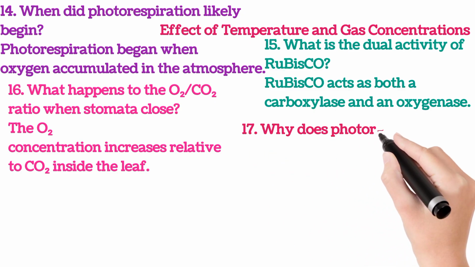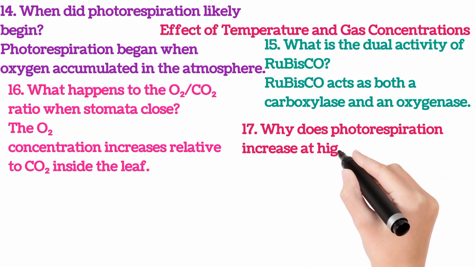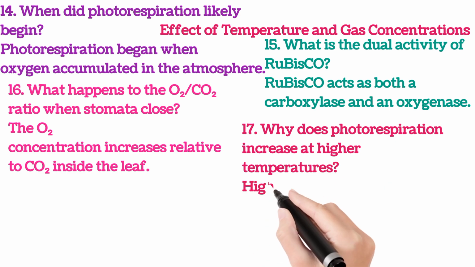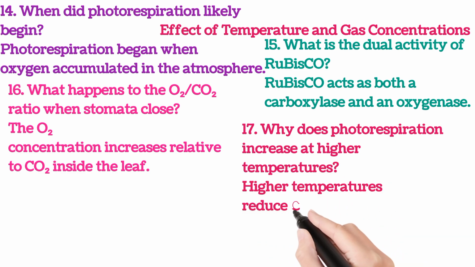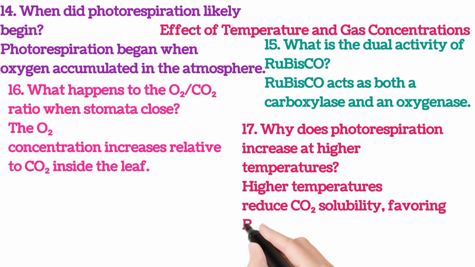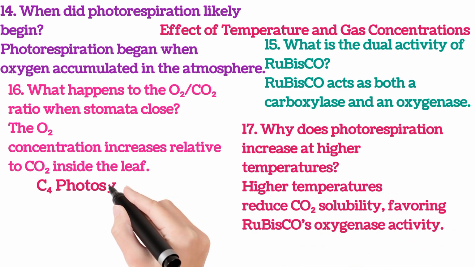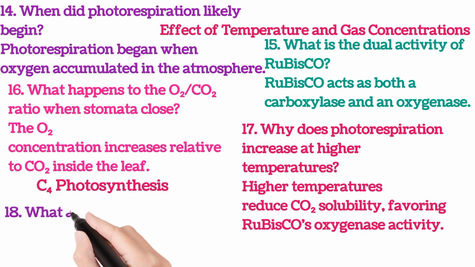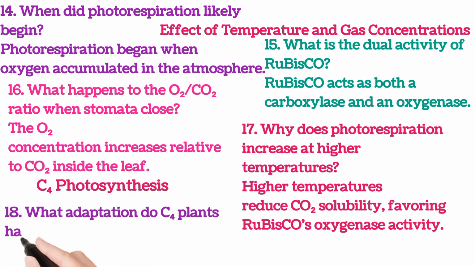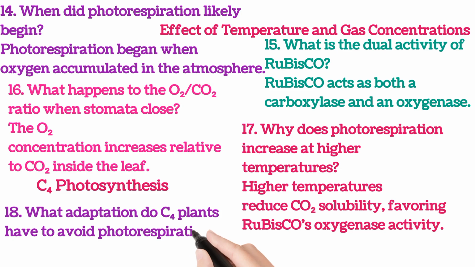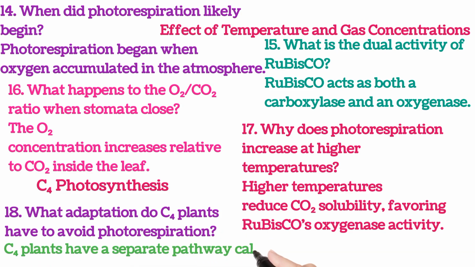17. Why does photorespiration increase at higher temperatures? Higher temperatures reduce CO2 solubility, favoring RuBisCO's oxygenase activity. See photosynthesis. 18. What adaptation do C4 plants have to avoid photorespiration? C4 plants have a separate pathway called the Hatch-Slack cycle.